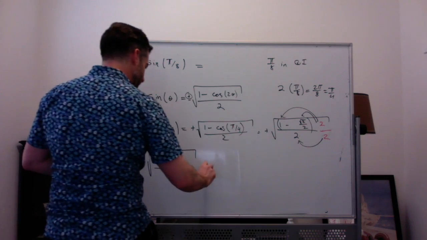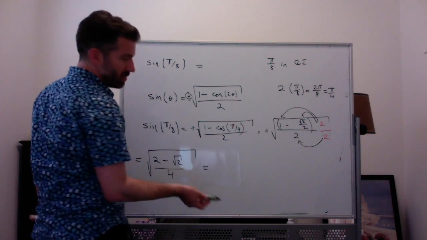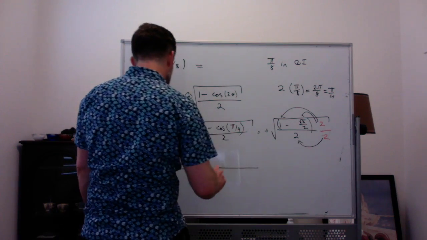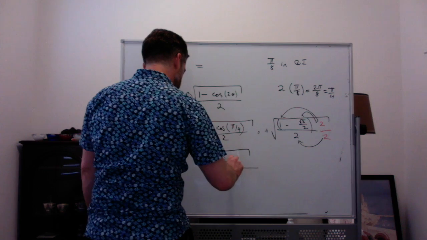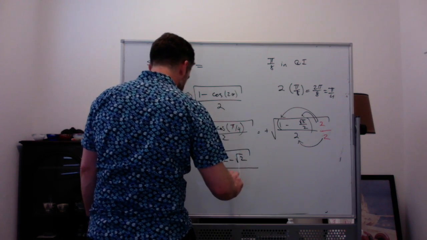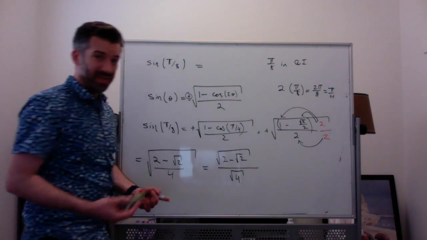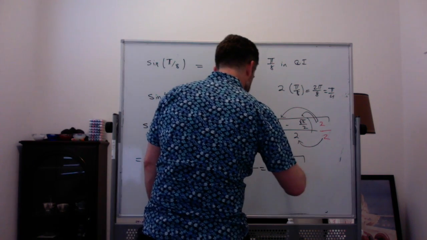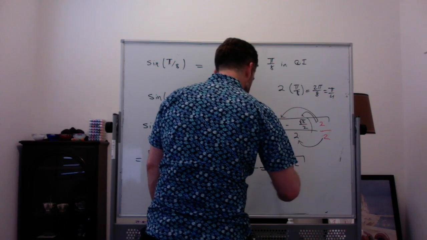And then the last simplification we do is, well, I'll do it in 2 steps, but you can probably do it in 1. You can say it's the square root of 2 minus root 2 over the square root of 4. But then the square root of 4 simplifies to just 2. So it's the square root of 2 minus root 2, all over 2.